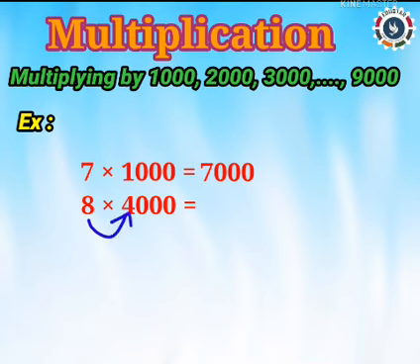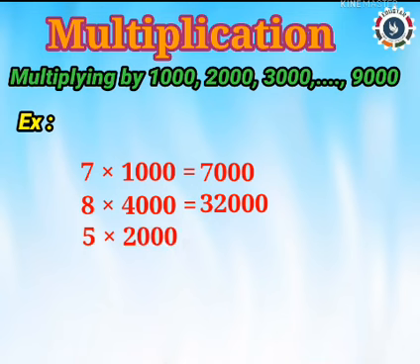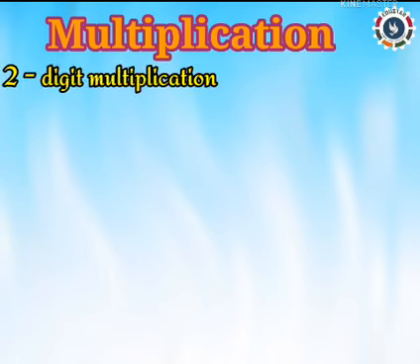8 into 4000. On multiplying 8 by 4, we get 32. Now put these 3 zeros to the right side of 32. We get the answer as 32,000. 5 into 2000. On multiplying 5 by 2, we get 10. Now insert these 3 zeros to the right side. We get 10,000. The next topic is 2-digit multiplication.